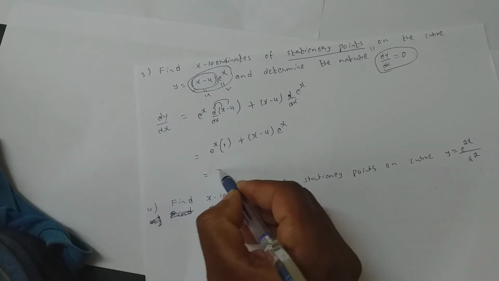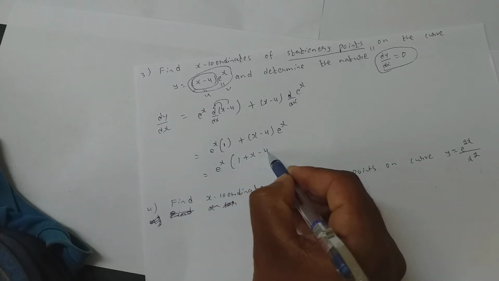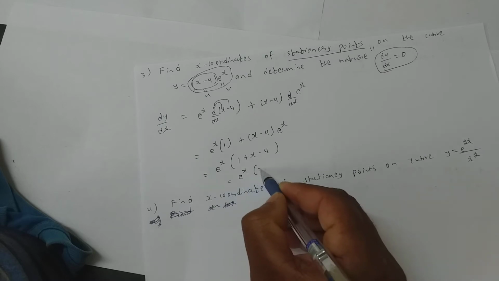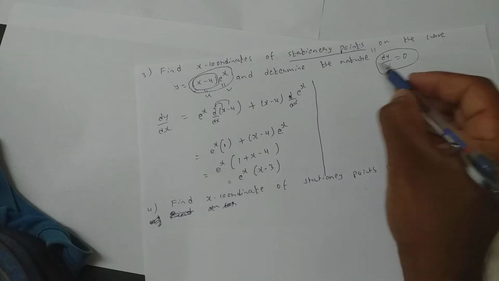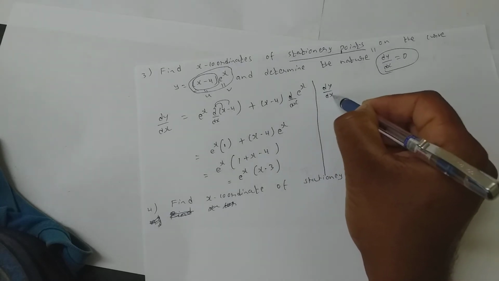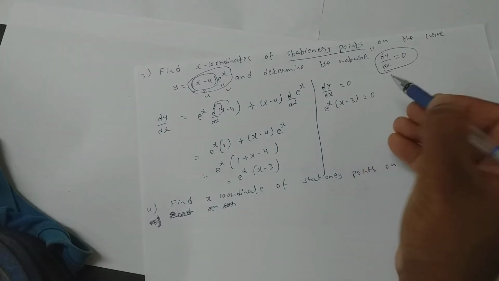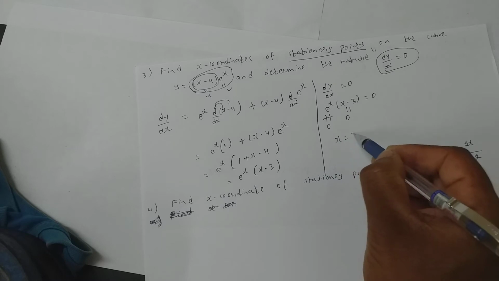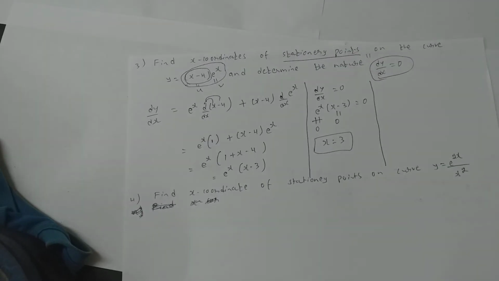So if I take common, what do I get? E power x, it becomes 1 plus x minus 4. That will become e power x into x minus 3. So now stationary point means dy by dx equal to 0. So e power x into x minus 3 equal to 0. This will never be 0. When this is equal to 0, my x value is 3. Clear so far? Yes, next.